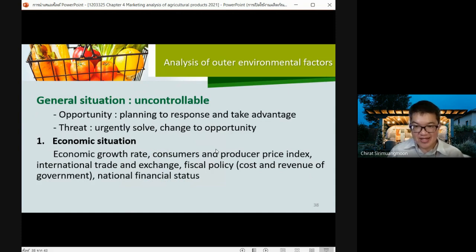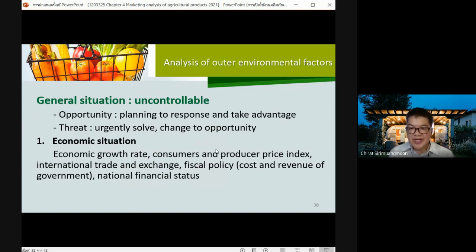So let's think a little bit more in terms of the general situation. Think about the economic situation. You need to analyze the outer environment in terms of economic growth rate, like how fast your economy is going up or going down. Or how about the price index, like the price last year versus the price of the products this year? What is the change?